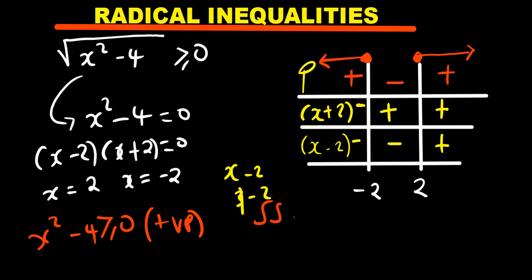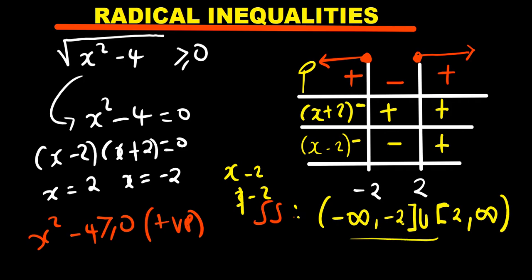Our solution set in this case will just be values from negative infinity to negative 2, where negative 2 is included, union 2, where 2 is included, going to positive infinity. So that's how you solve radical inequalities.